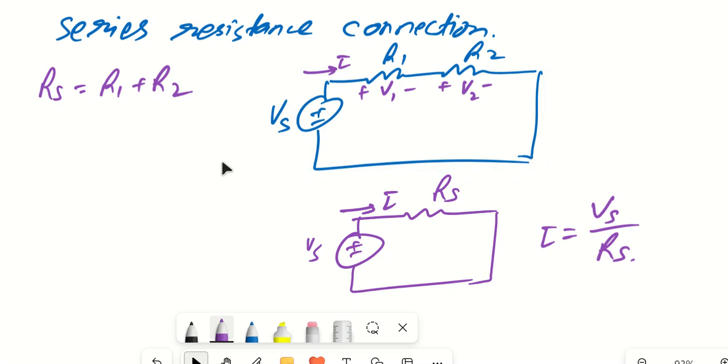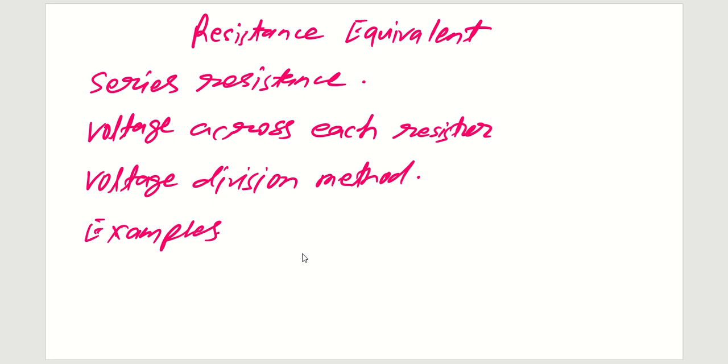Hello, let us talk about series resistance connections. So we'll try to understand how series resistance can be connected together to find an equivalent series resistance. As you can see, what we will do is try to understand series resistance. Then we will have voltage across each of the resistors. Then we will also see voltage division methods, and then we will see some example questions.